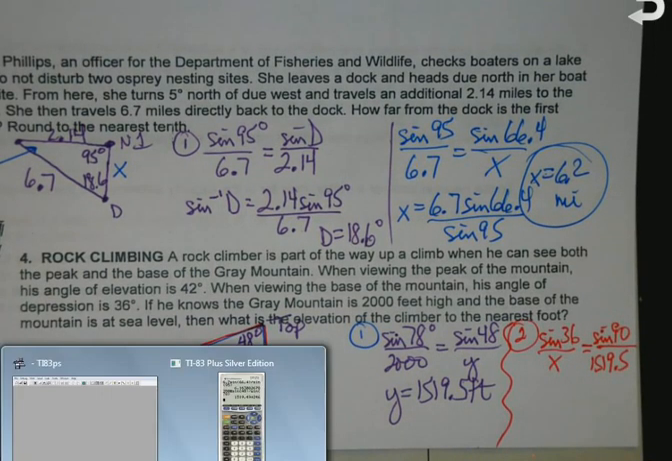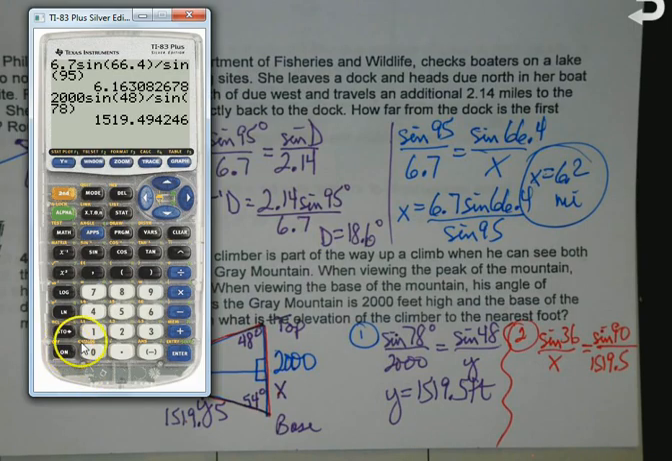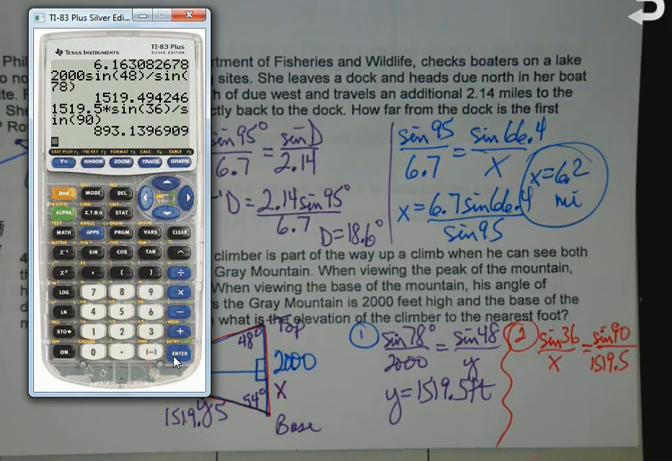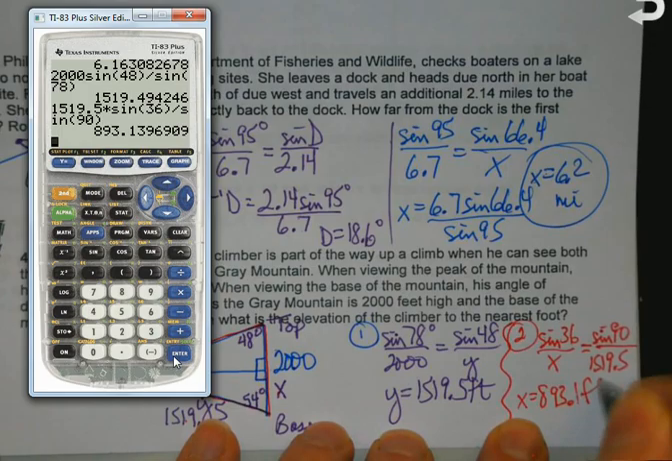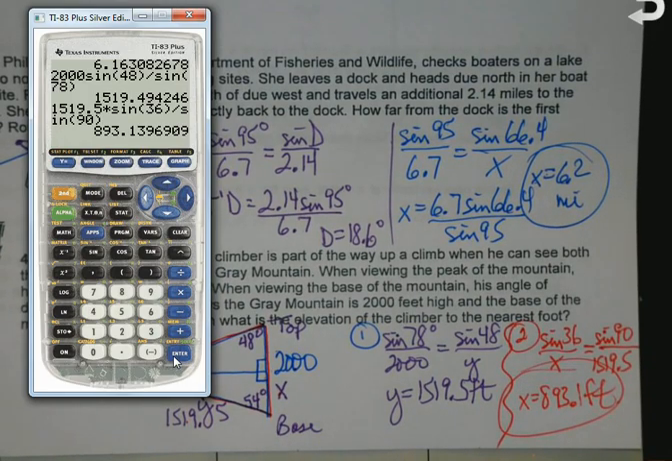And I do my same that I have been. Multiply the two together, and then divide by whatever's with my x, which in this case is the sine of 90. And I find out that x is about a little over 893 feet. But again, I really had to take my time through that, trying to read it, trying to see how all this stuff works to make sure I had it on the right track.